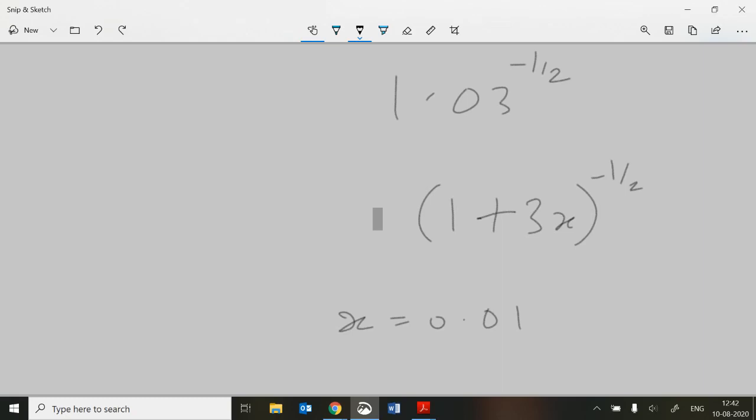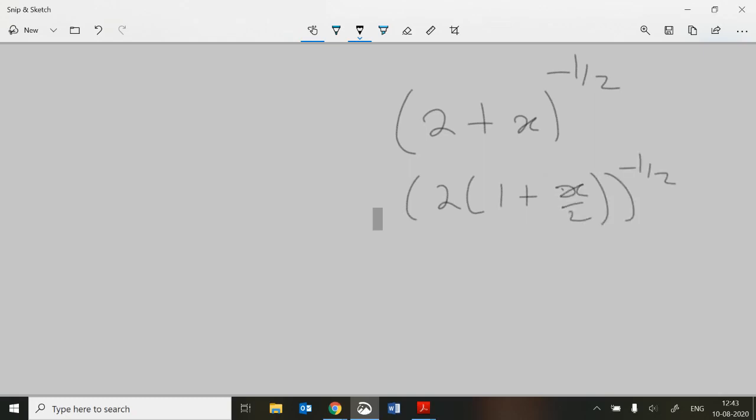Okay, another possible question, thinking back in my memory to exam questions, is that sometimes instead of putting a 1 at the front, they might put, for example, a 2 at the front. So you might get 2 plus x to the power of minus a half there again. Now, when you have a look at this one, you think, well, that's not in the form of 1 plus x. So what you'll need to do is put it in the form of 1 plus something by factorizing to start off with, by taking out a 2. So we'll be left with 1 plus x over 2 there, and then that's to the power of minus a half.